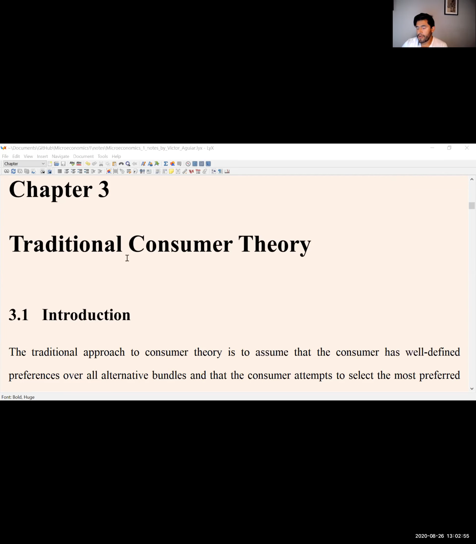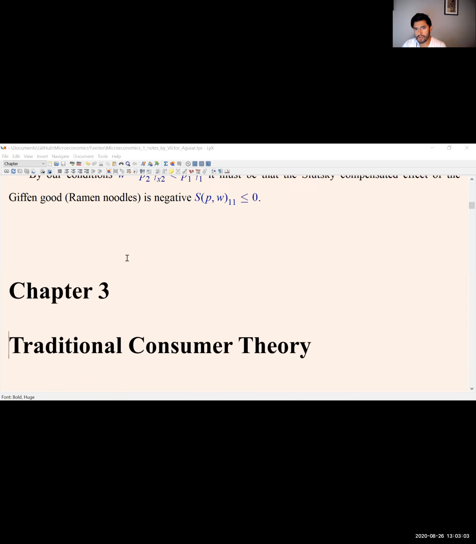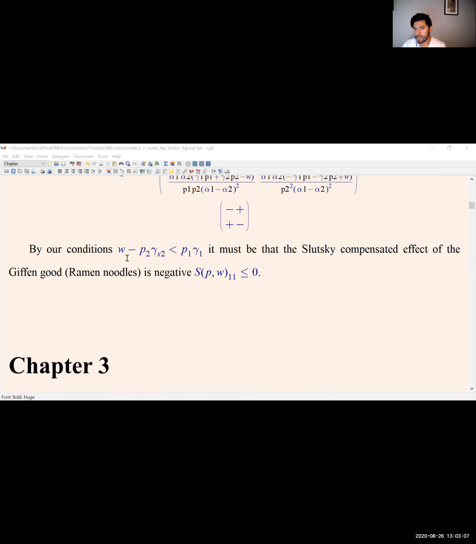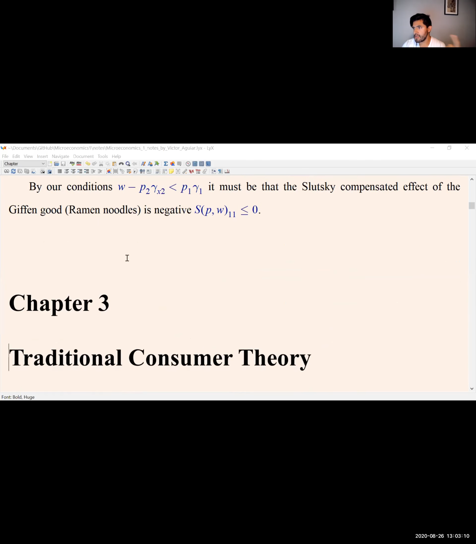So today is chapter 3. Chapter 2 was about basically revealed preferences and Slutsky matrices, comparative statics. There is a section of chapter 2 that I'm gonna cover at the end of this class if we have time, which is about an application. This is going to connect to the problem set.